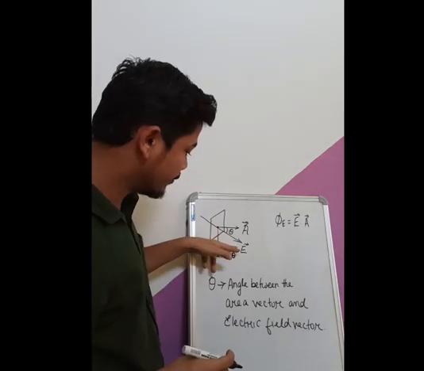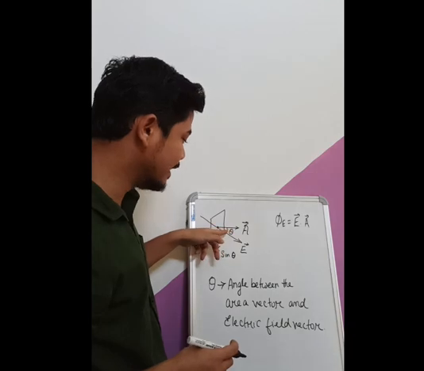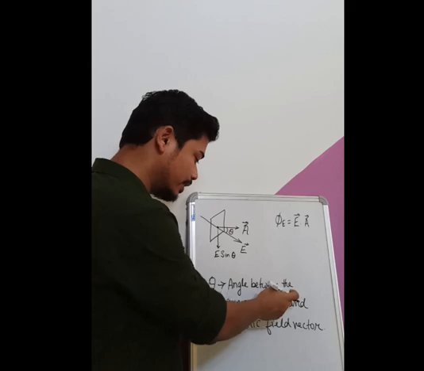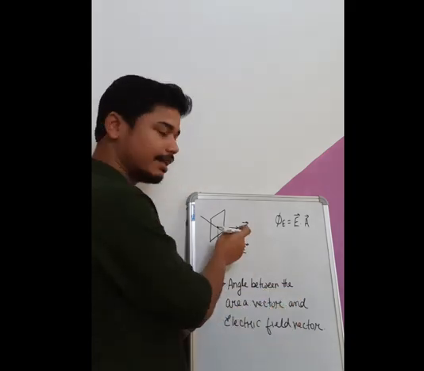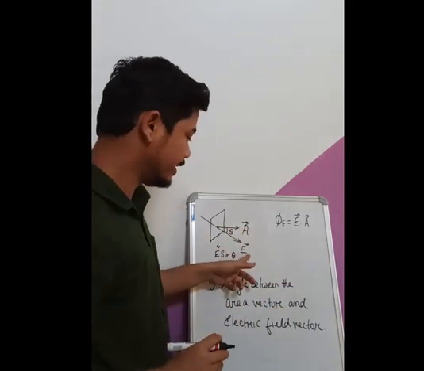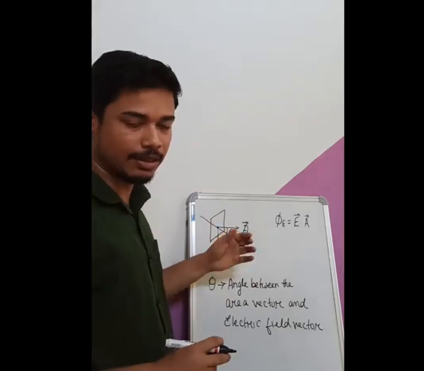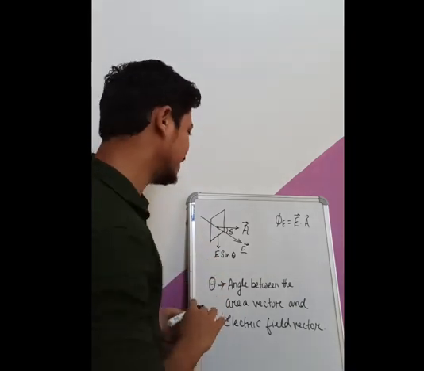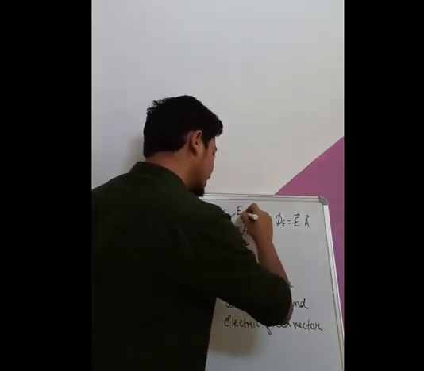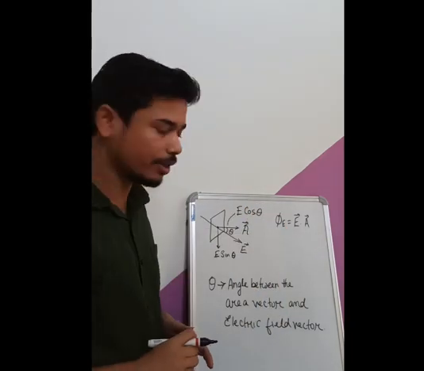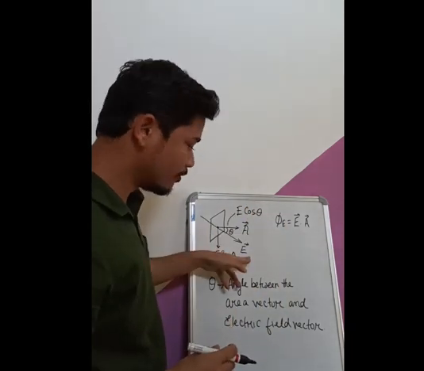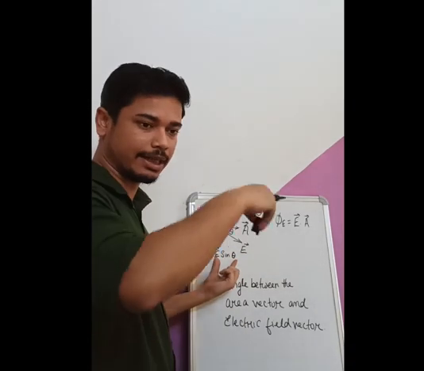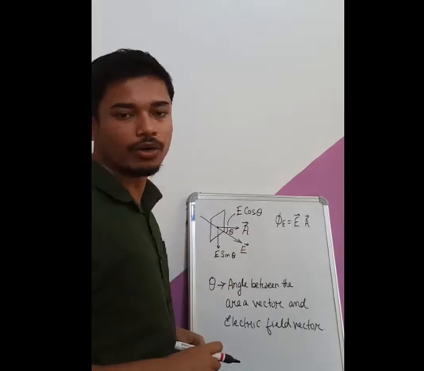Now see, the electric field is along this direction, and the angle between the electric field and the area vector is theta. I have written here that the angle between the area vector and the electric field vector is theta. Now the electric field can be resolved into two components: a vertical component, E sin theta, and a horizontal component, E cos theta.